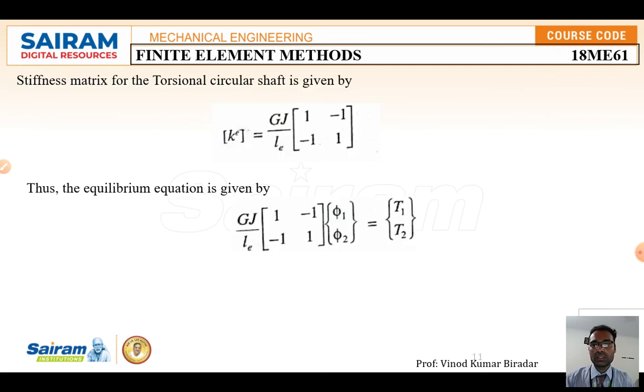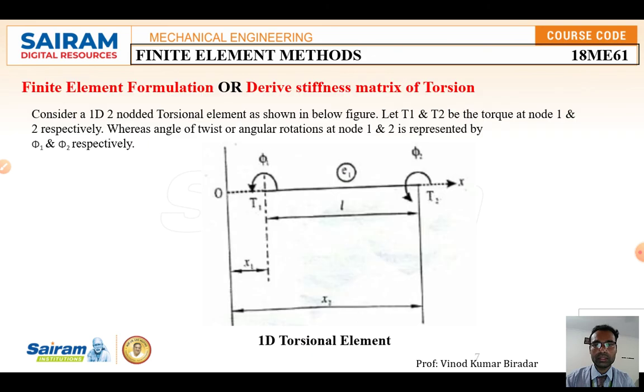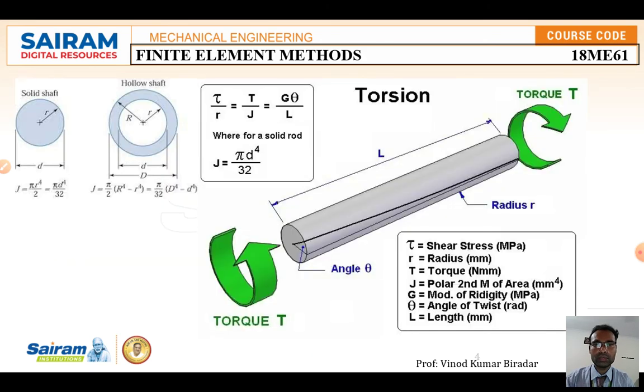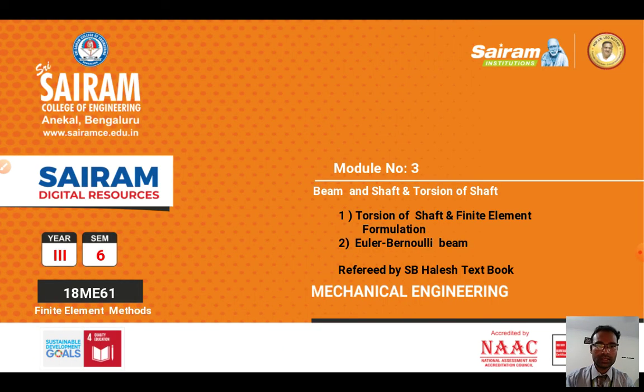So this was the derivation for the torsion element and the Euler-Bernoulli beam. I hope you understand this derivation. The derivation is very important from the point of view of the examination in the second half of the module 3 chapter. I hope you understand this.